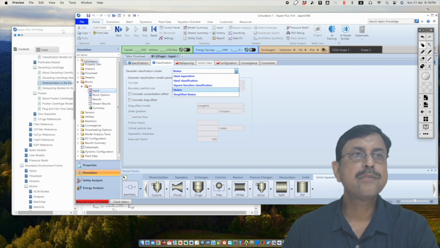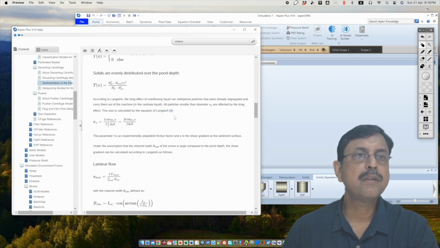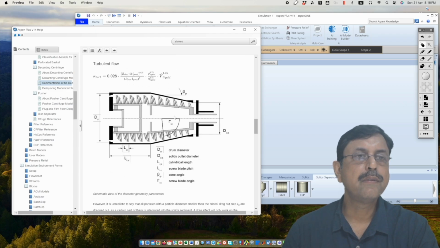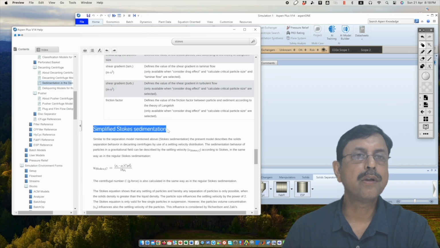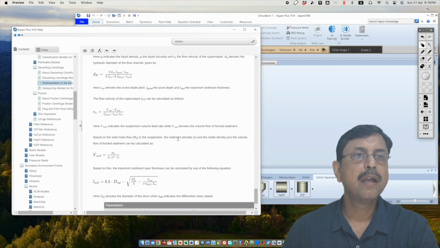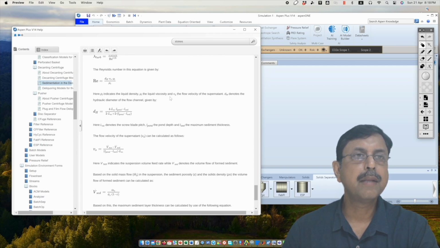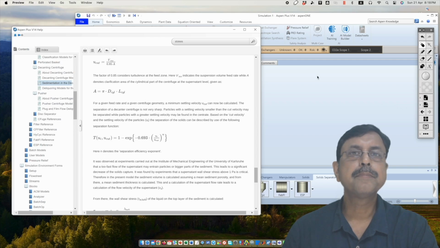Now simplified Stokes' law is also given over here. You can read through it. So this is the simplified Stokes' law sedimentation. Now I am not explaining that, you can just read through it.